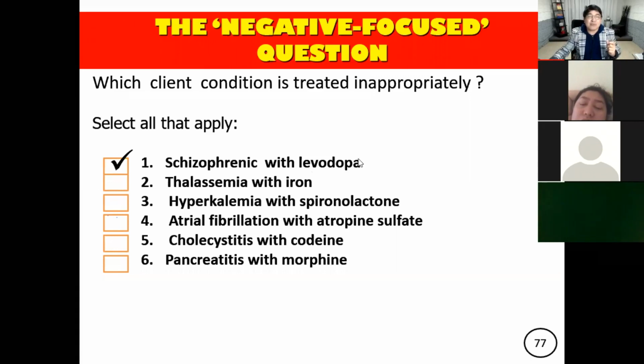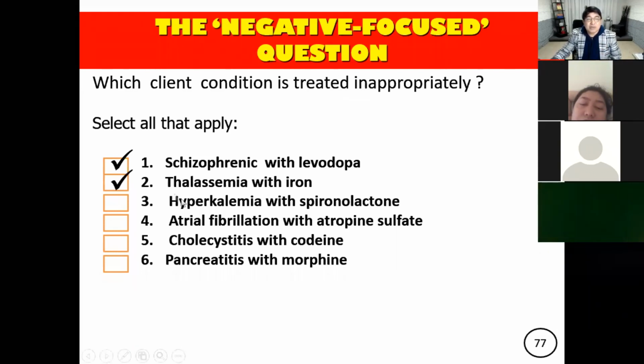That's why the treatment for thalassemia is not iron. You have to give the drug that is given to promote excretion of iron, like deferoxamine or deferasirox. Or you have to give blood transfusion, but not iron, because iron will worsen iron overload in thalassemia. Question, is that inappropriate? Yes. If you give iron to a patient with thalassemia, that's inappropriate. So we check because the question is asking for something inappropriate.